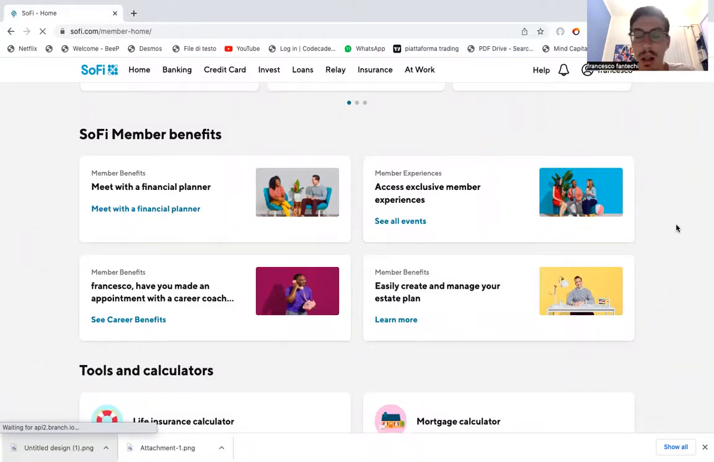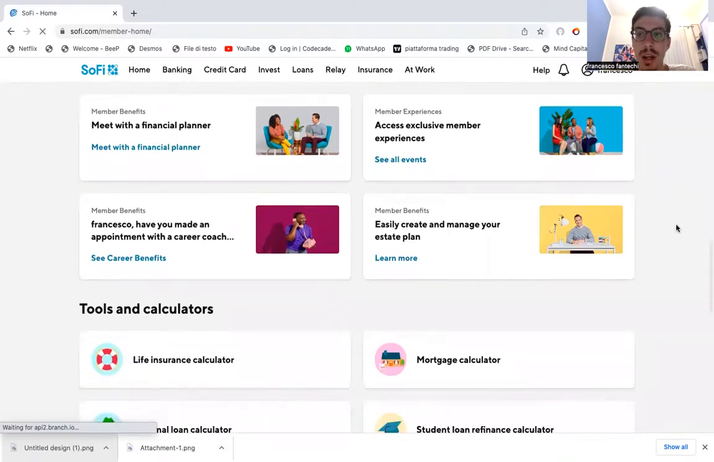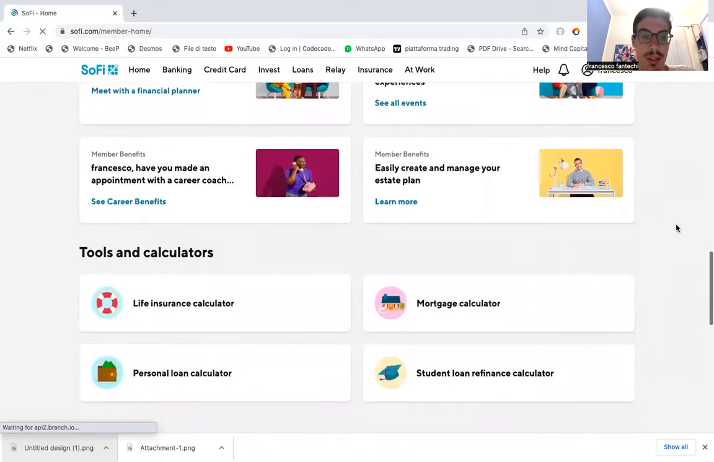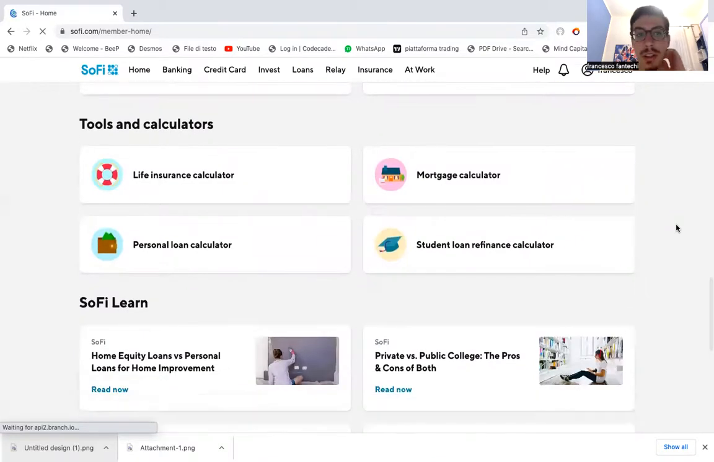So every single day they come out with different blogging articles, different posts about the company, about the financial markets as a whole, about banking products and so on. So generally speaking, it is also very useful if you want to learn more about SoFi in general, about the banking system, about the financial system as a whole. And you have a lot of different calculators as well.